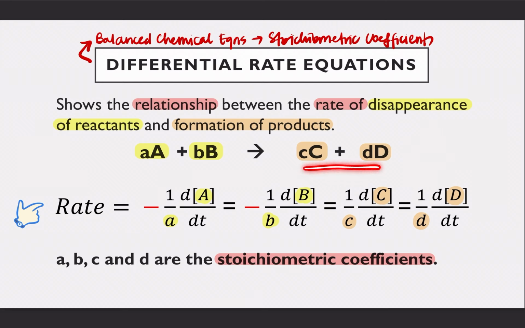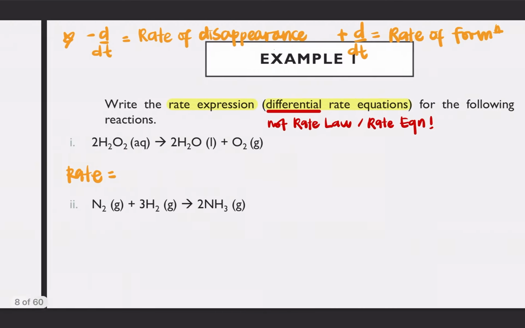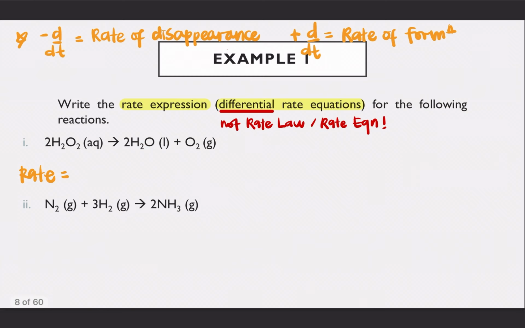And then for your products, you will have to put positive. Alright? Okay. So ingat, differential rate equations, you will look at balanced chemical equations and then look at the stoichiometric coefficients. Okay, it is not the same as rate law. Okay, lain. Rate law is different. You need to have K. You need your rate constant.